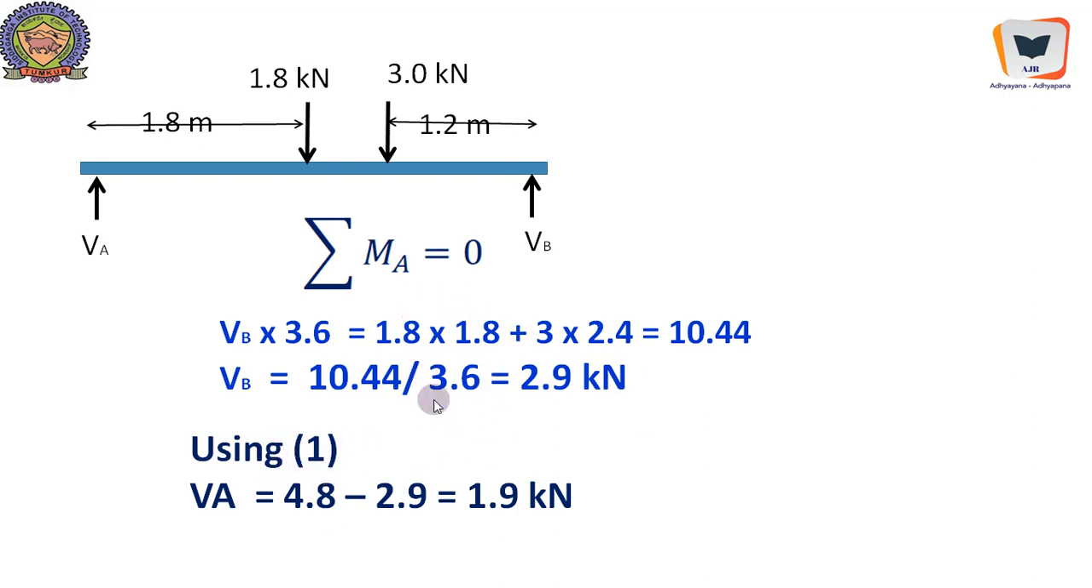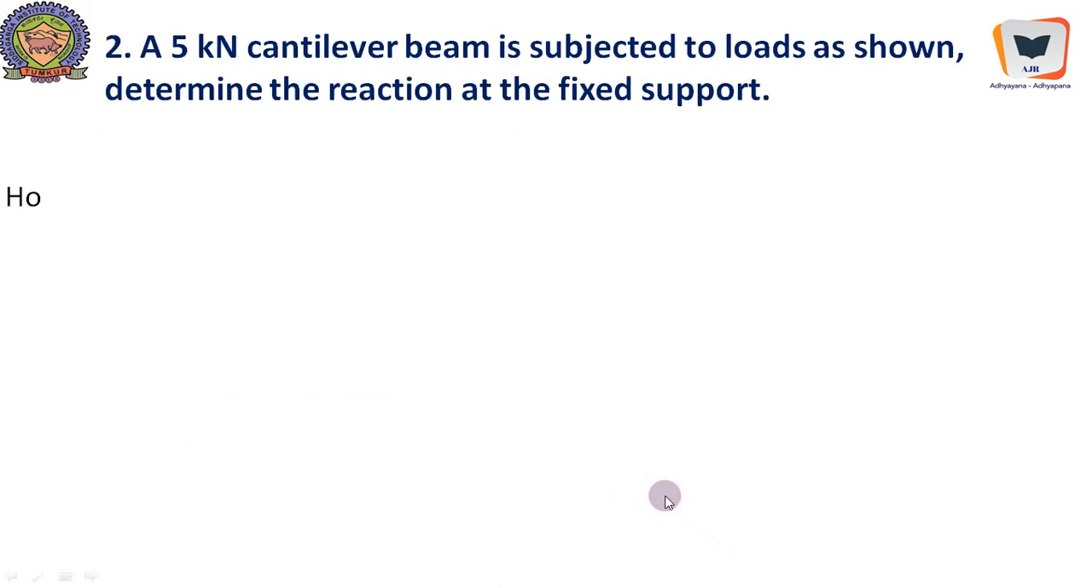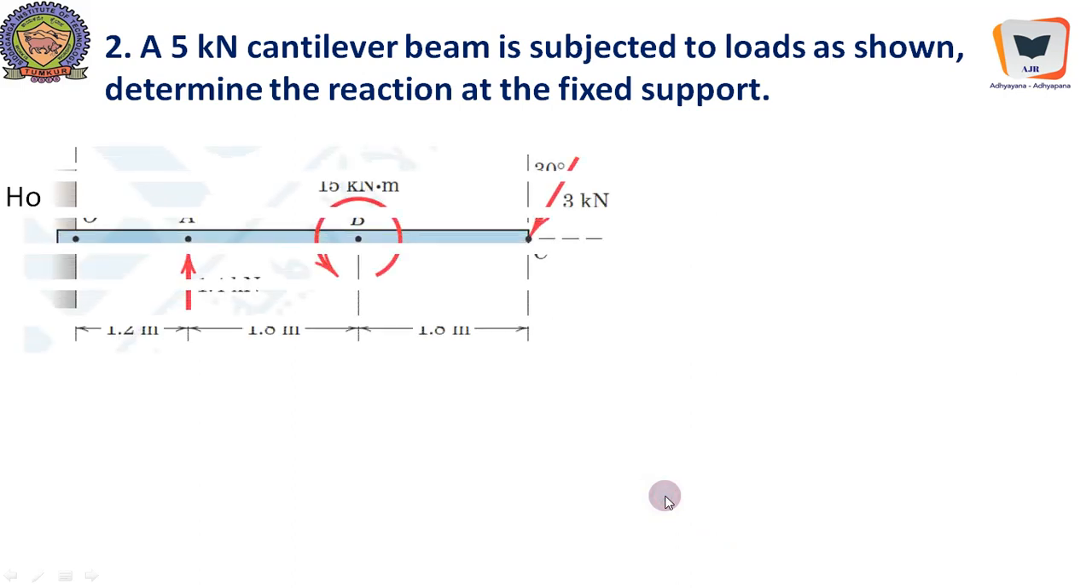And using the equation 1 that we wrote when we wrote sigma Fy equal to 0, we can compute the value of VA. VA happens to be 4.8 minus 2.9, that is 1.9 kilonewton. That's how we compute. And in this particular problem, we have just used sigma moment equal to 0 and sum of the vertical forces equal to 0. Now we will look into the other problem.